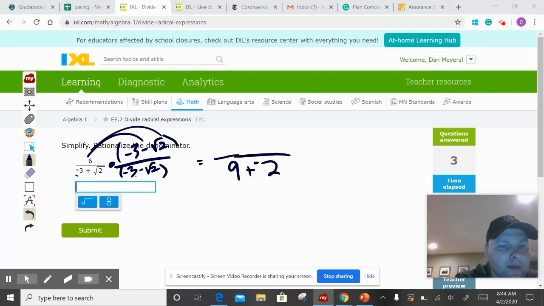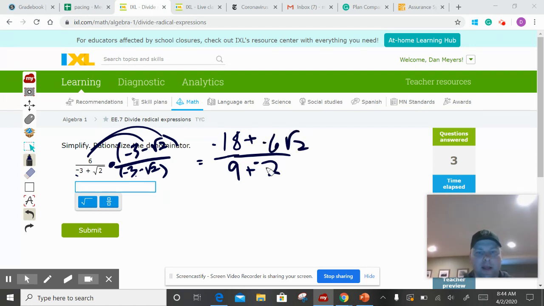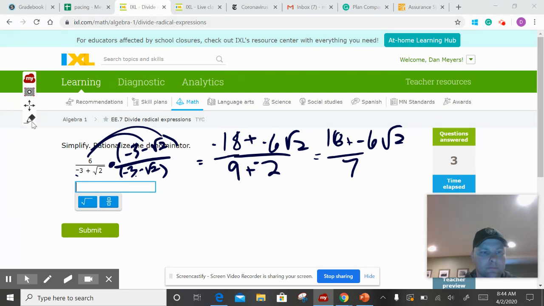The top, we distribute: 6 times negative 3, negative 18, plus, and then 6 times the root of 2, which is just negative. Look, there's a subtraction there. We got to be careful. Negative 6 root 2. We get going kind of fast here. So that bottom is 7, right? 7, and we got 18 plus negative 6 root 2 over 7. Anyways, you can put that in.